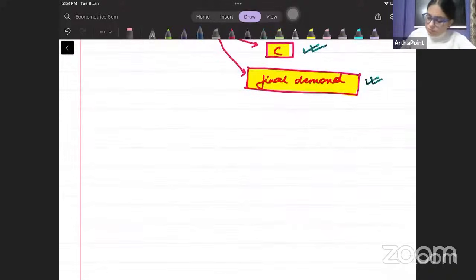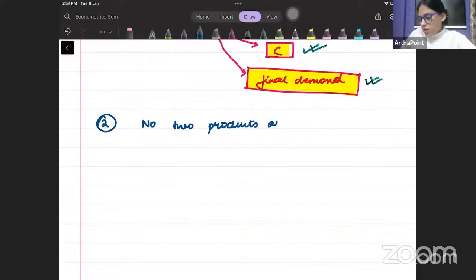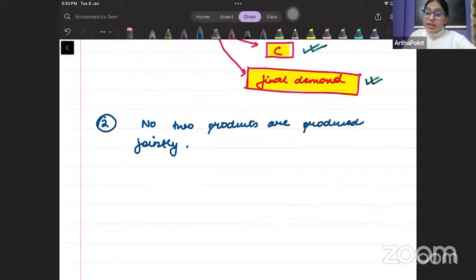Second. The second point is that no two products are produced jointly. हाँ, ऐसा नहीं है कि कॉटन और स्टील एक साथ प्रोड्यूस हो रहे हैं एक ही मशीन में, या एक साथ कहीं पे भी प्रोड्यूस हो रहे हैं. No two products are produced jointly. हर प्रोडक्ट इंडिविजुअली प्रोड्यूस हो रहा है. Each product is produced individually, and each industry is producing just one product. Steel industry तो सिर्फ steel produce कर रही है, coal industry तो सिर्फ coal produce कर रही है.